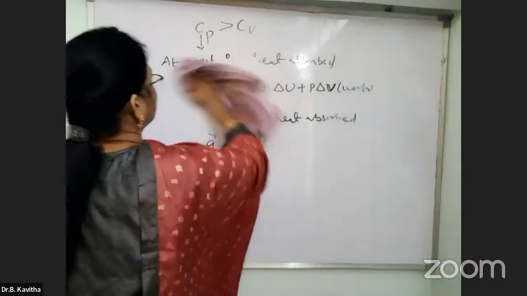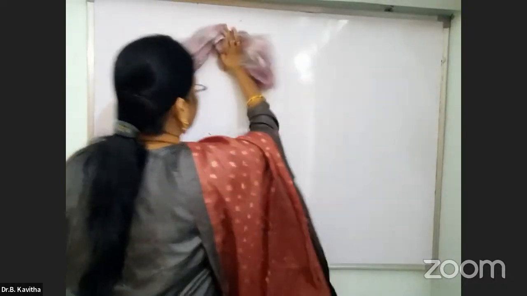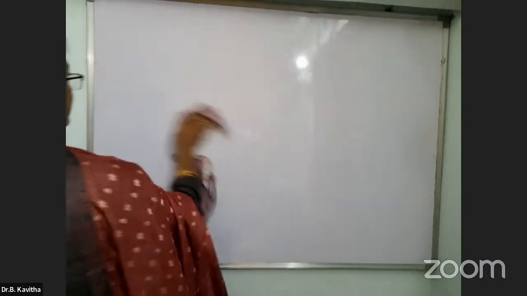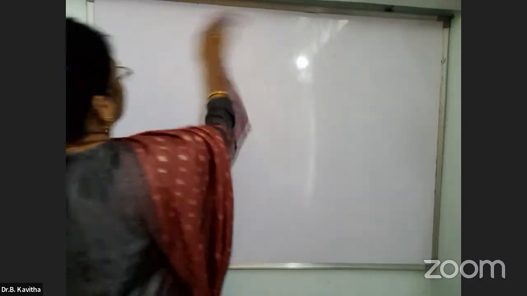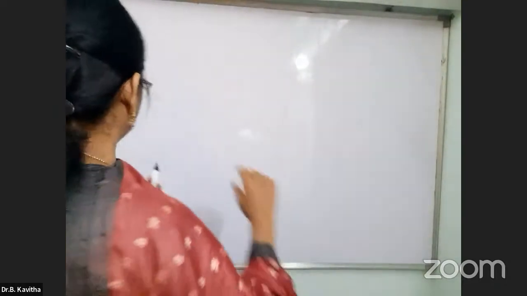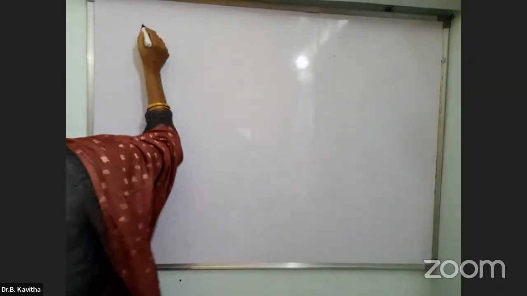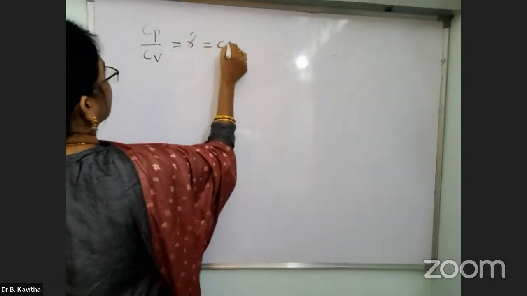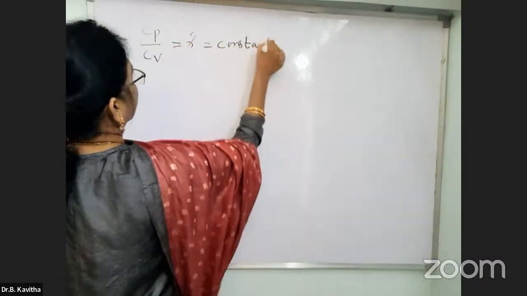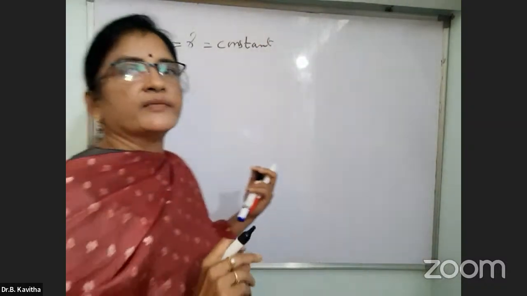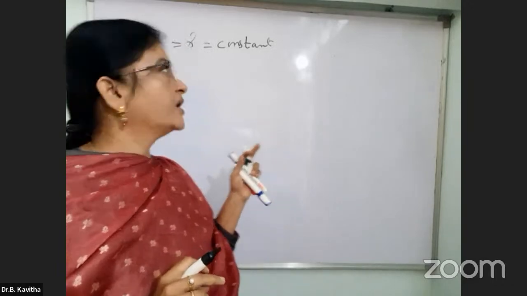Now we have to see the ratio between Cp and Cv. Everybody write this one more. So this is the important one. The ratio between Cp and Cv is gamma. It is a constant. The ratio between Cp and Cv is represented by symbol gamma.